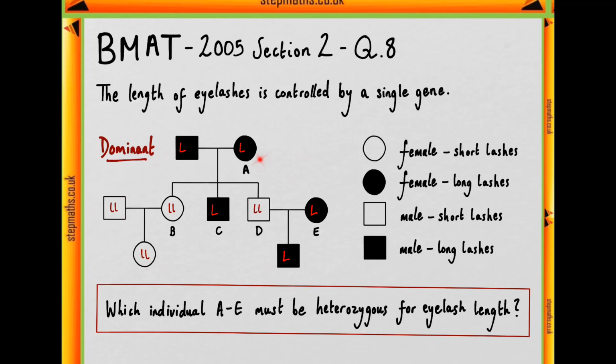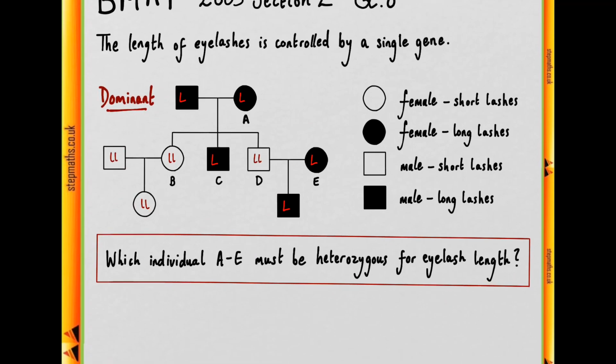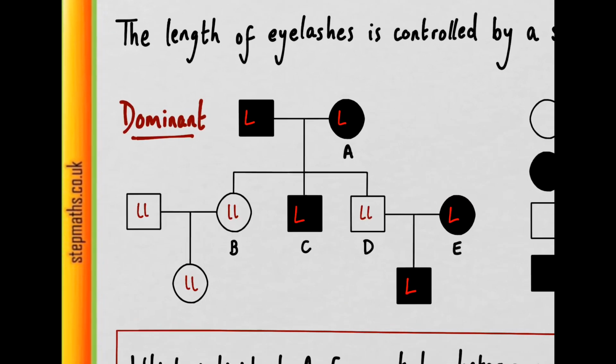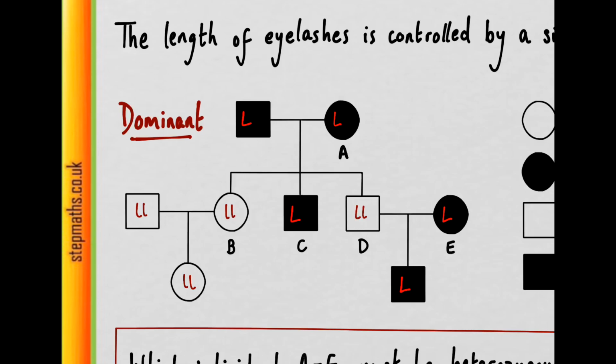So now that we've broken that down, we're a bit closer to identifying which individual A through E must be heterozygous. Now, what would compel us to think that one of our individuals would be heterozygous? Well, let's look at some of these test crosses. So when it comes to these two, the female A and her partner here, they both have one copy of the dominant allele, and yet they have given birth to individuals B and D, which are homozygous recessive.